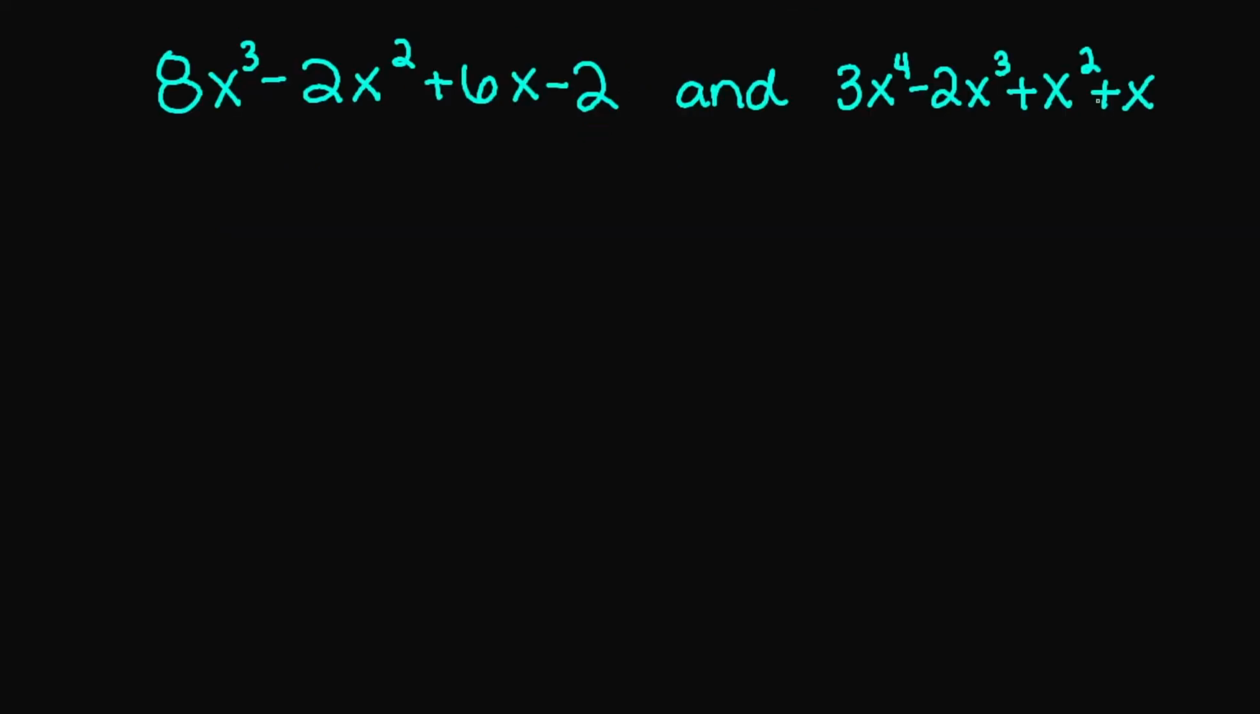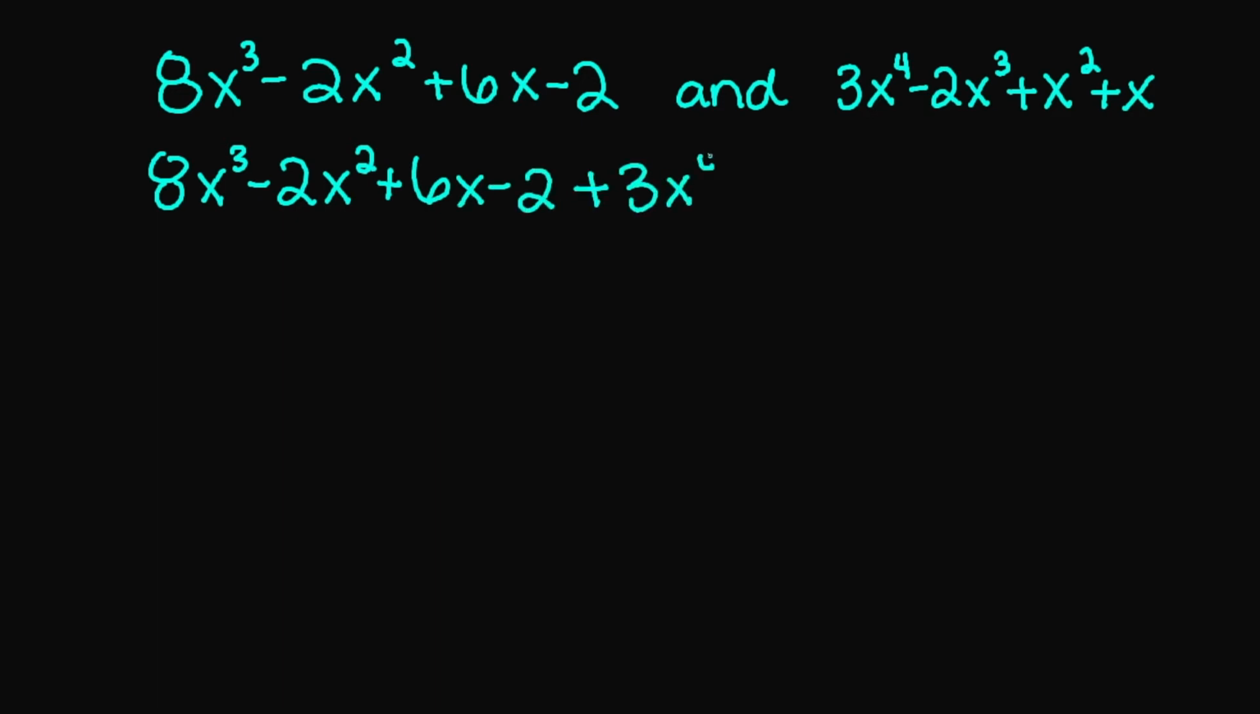So let's look at this example here. Let's clean this up a little bit so we can get ready to add. In this example, we need to find the sum of these two polynomials. So let's clean this up. So we have 8x cubed minus 2x squared plus 6x minus 2 plus 3x to the fourth minus 2x cubed plus x.